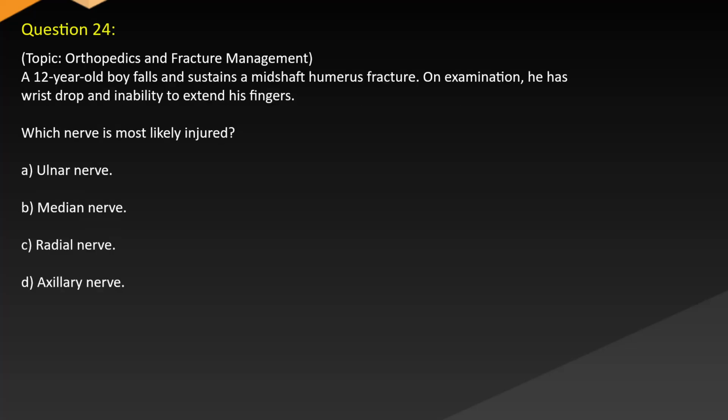A 12-year-old boy falls and sustains a midshaft humerus fracture. On examination, he has wrist drop and inability to extend his fingers. Which nerve is most likely injured? A. Ulnar nerve, B. Median nerve, C. Radial nerve, D. Axillary nerve.